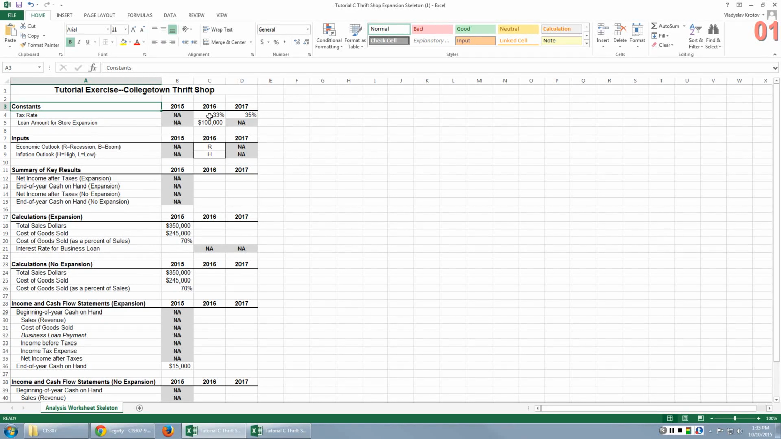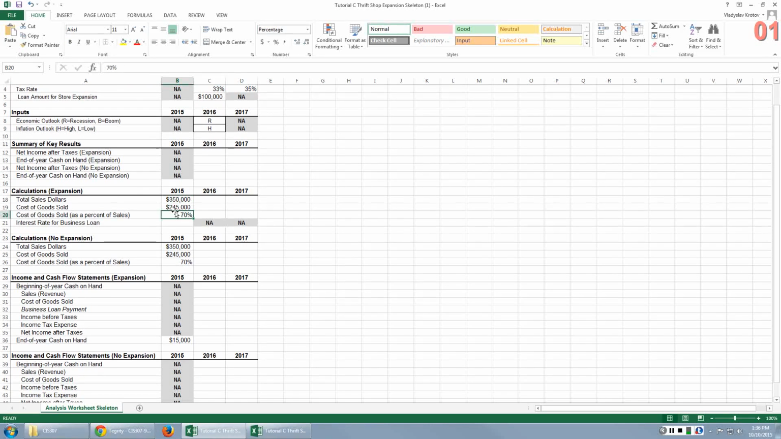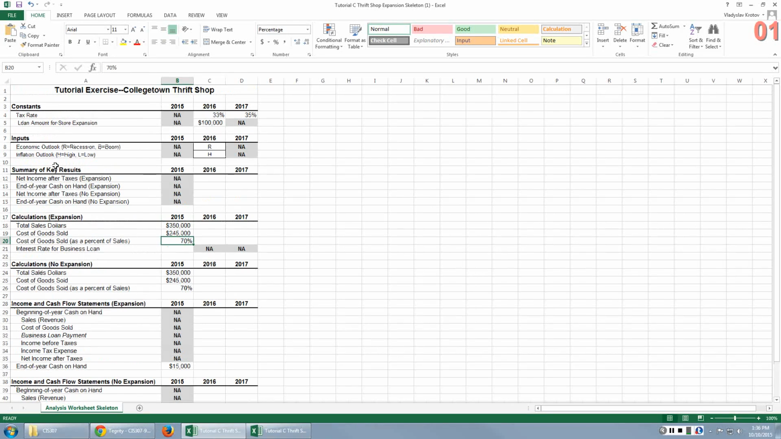So first of all, you have constants where you already entered 33 and 35%. That will be your tax rate for the next 2 years. And right now you are in year 2015. And as you can see here, you have certain financial indicators already collected for 2015.